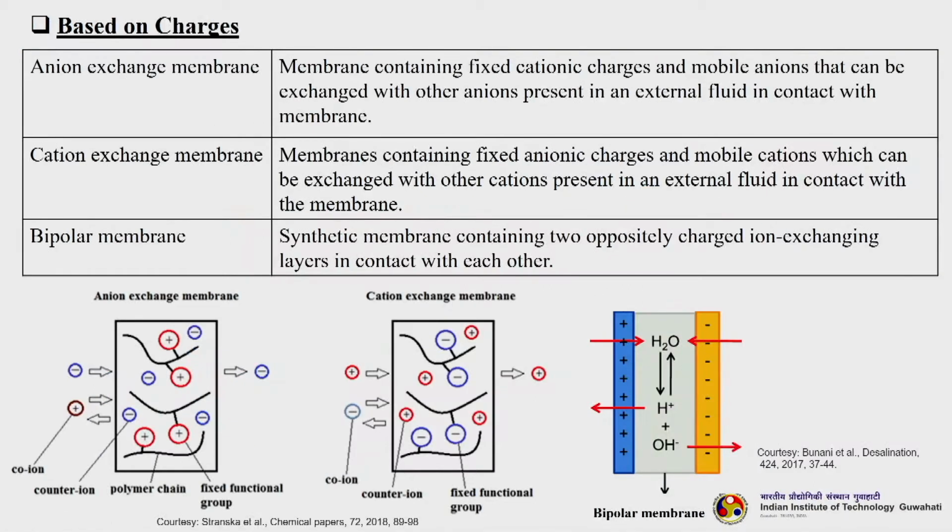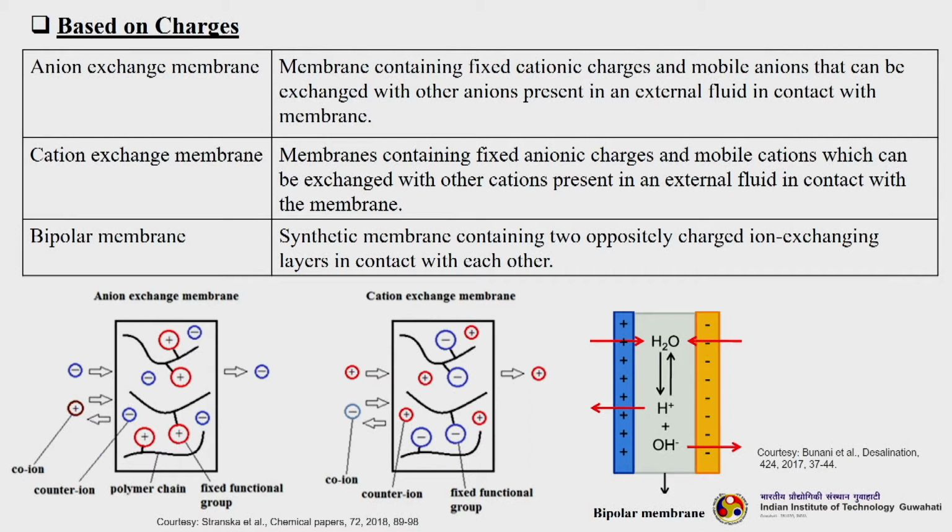The next one is based on charges. We can have 3 different types of membranes here. One is anion exchange membrane, another is cation exchange membrane, and the next one is bipolar membrane. Now, what is an anion exchange membrane? It is a membrane containing fixed cationic charges and mobile anions that can be exchanged with other anions present in an external fluid in contact with the membrane. Similarly, a cation exchange membrane will have fixed anionic charges.